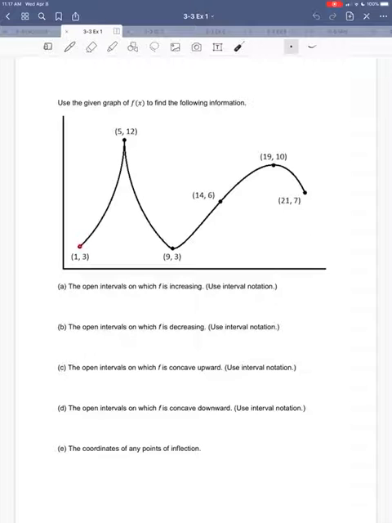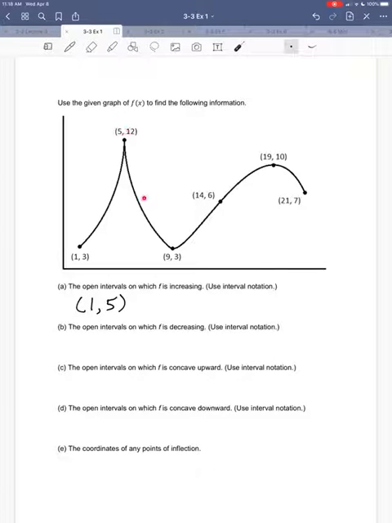So this point has an x coordinate of 1, and this point up here has an x coordinate of 5. So it's increasing from x equals 1 to x equals 5. And so I can write that interval. That's one place that this function is increasing.